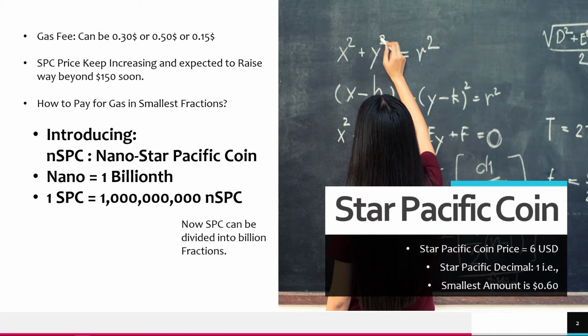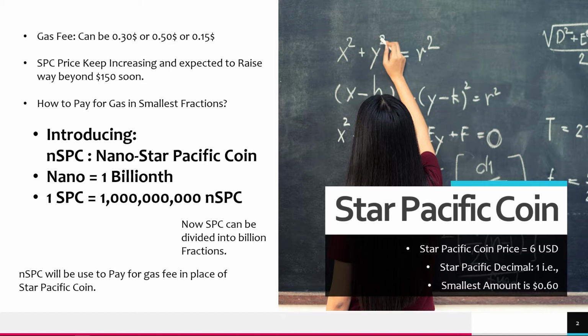So now Star Pacific coin can be divided into billions of fractions, and nSPC will be used to pay for the gas fee in place of Star Pacific coins. The users will not notice any difference. Even if you do not have nSPC, you don't need to worry about going and buying it or anything like that. You only need to accumulate and buy Star Pacific coin, and the backend nSPC and everything will be taken care of by the Dapp and apps. I will show you that when I show you the demonstration of the Dapp.